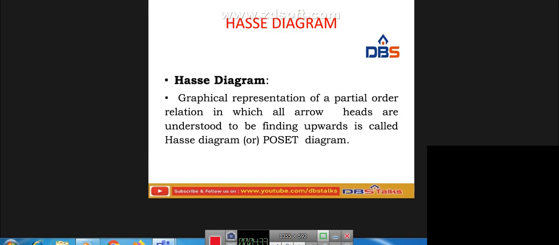Next, Hasse diagram. It is the graphical representation of a partial order relation in which all arrowheads are understood to be pointing upwards. It is called a Hasse diagram or poset diagram.